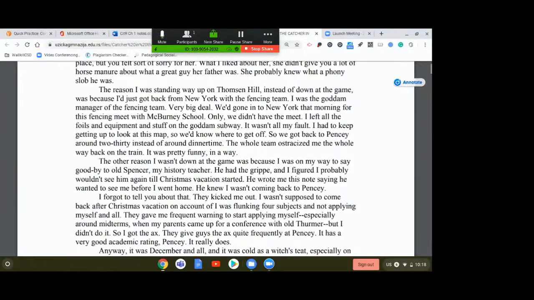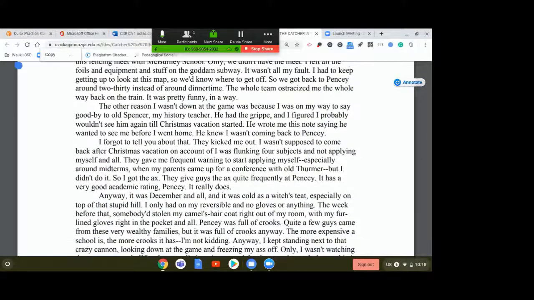The other reason I wasn't down at the game was because I was on my way to say goodbye to old Spencer, my history teacher. He had the grippe, and I figured I probably wouldn't see him again till Christmas vacation started. He wrote me this note saying he wanted to see me before I went home. He knew I wasn't coming back to Pencey. I forgot to tell you about that. They kicked me out.